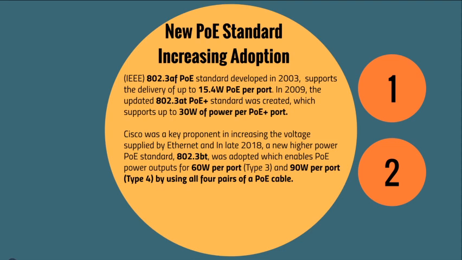Cisco was a key player in increasing the power supplied by Ethernet, and in late 2018, a new higher power PoE standard, 802.3bt, was adopted, which enables PoE power output of 60 watts per port and 90 watts per port by using all four pairs of a PoE cable. This has enabled lighting to be controlled and connected using Power over Ethernet on a standard IT infrastructure.